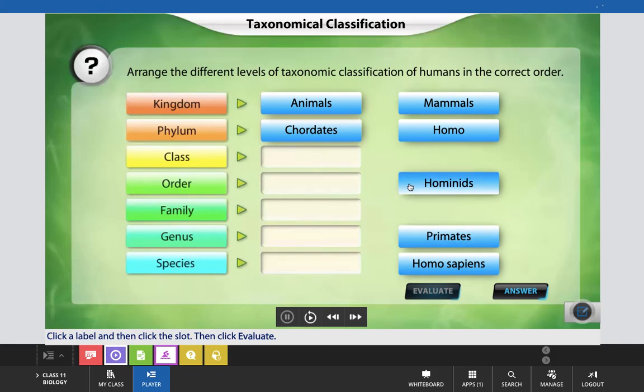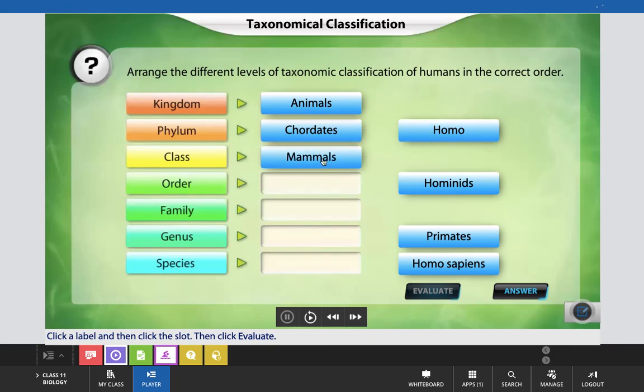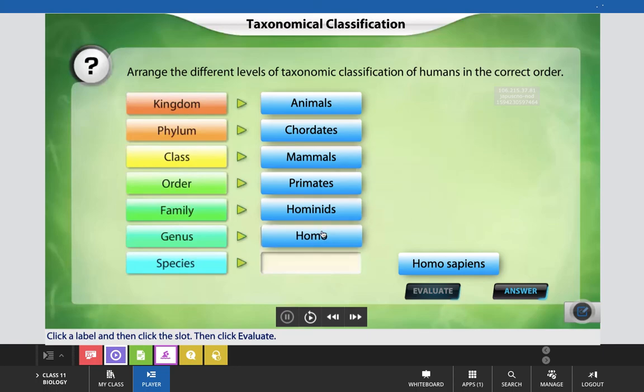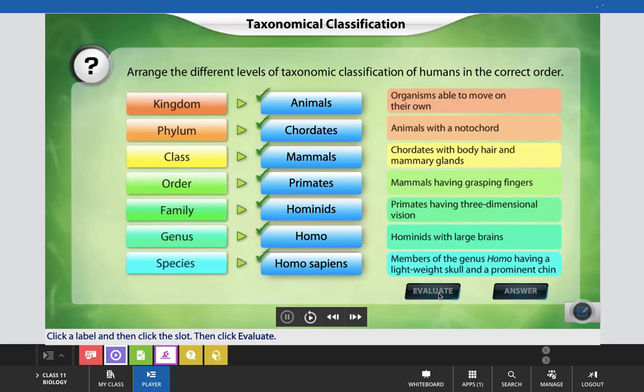Our class is Mammalia. We are belonging to Mammalia class. And our order is Primates. Means we are belonging to order Primates. Our family is Hominidae family. That means family wise we are coming in this, and genus is Homo, and our species is sapiens. That's why our name is Homo sapiens. And in that way, now let us evaluate our answer. That's correct. Here are some important characteristics which are considered for the classification of humans.